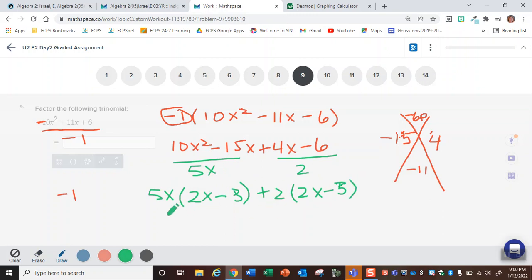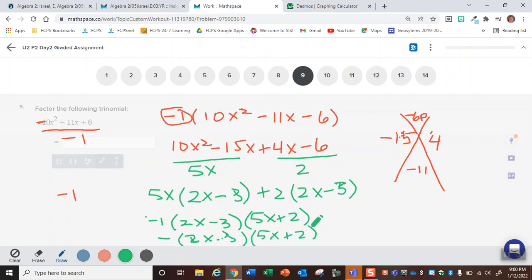Okay, so now there's my common factor, 2x minus 3. And then I've got a 5x plus 2. And then don't forget you have this minus 1. And then it's going to tell you, oh, that's good, but you could make it better. You don't need the 1, so you could just say minus, and then 2x minus 3 and 5x plus 2. So instead of minus 1, you can just have a minus all by itself.